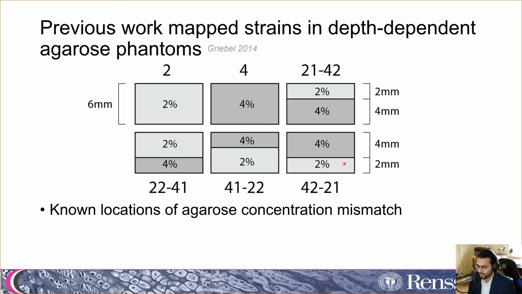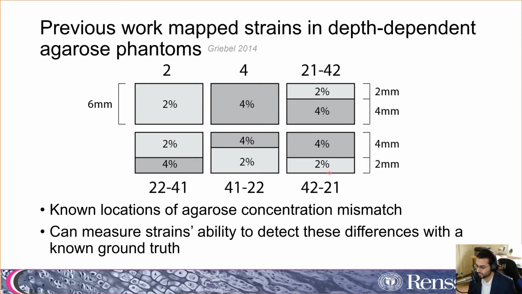So if we take their displacements and compute strains from their loading, can we actually use these strain maps to detect these differences? We know that the agarose concentration here doesn't match that here, so can we actually use a strain map to tell this difference?